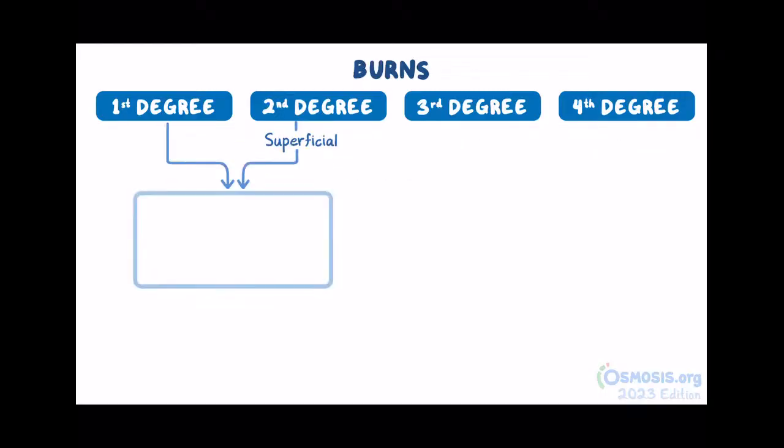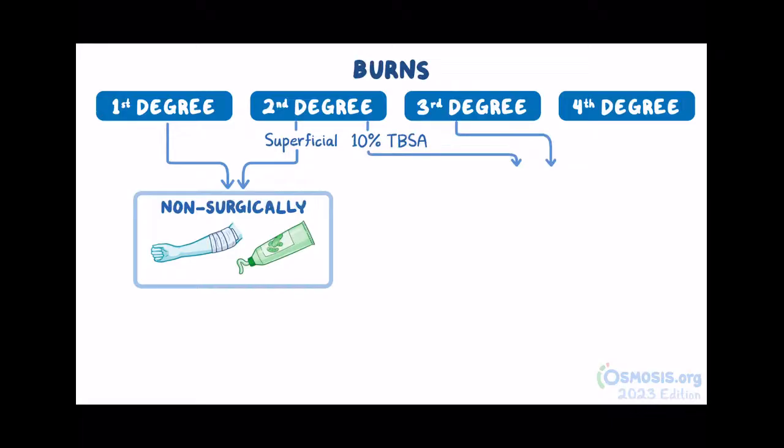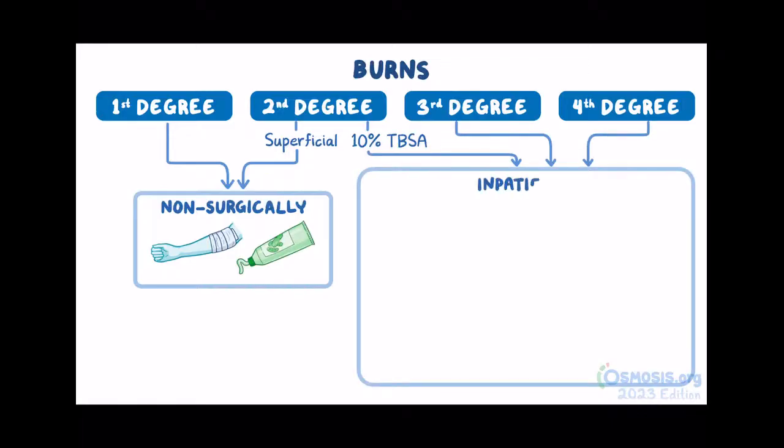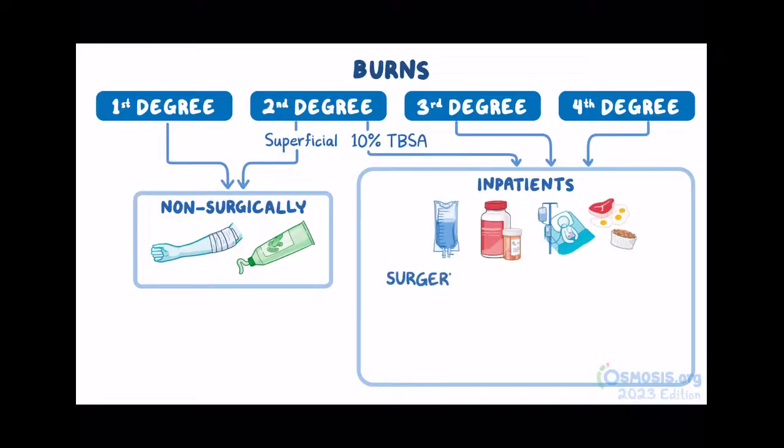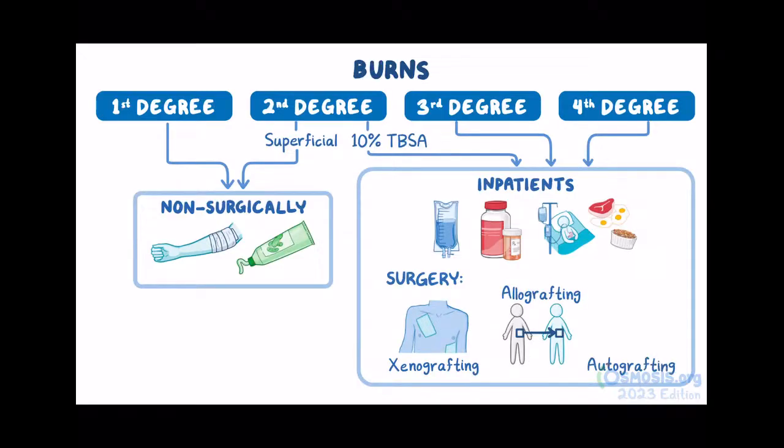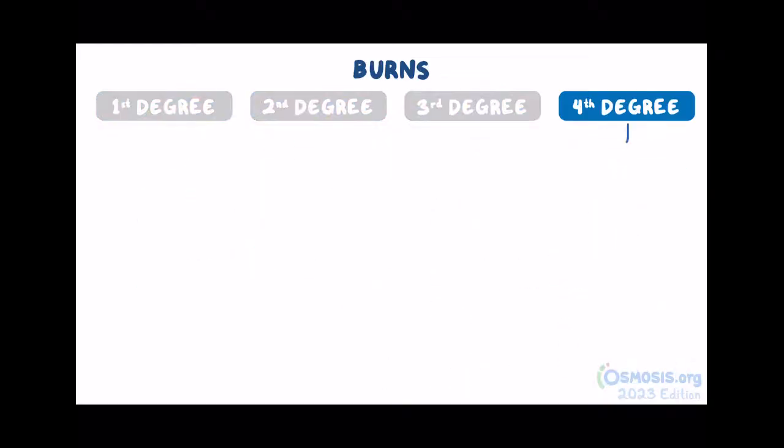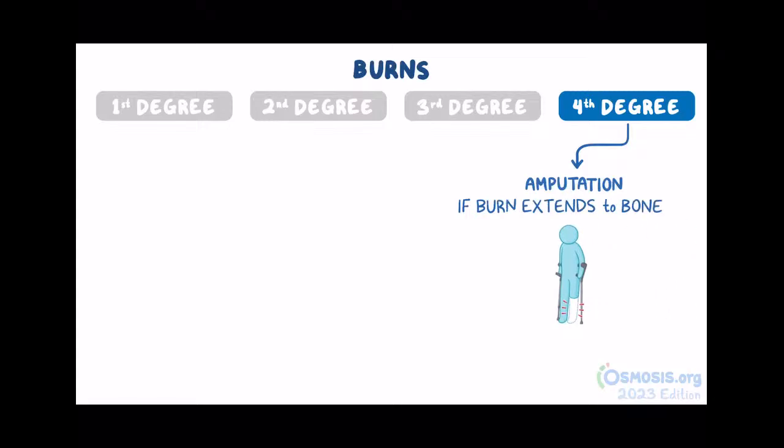First and superficial second-degree burns are treated non-surgically with dressing changes and topical agents. Deep second-degree burns involving over 10% TBSA, third-degree and fourth-degree burns should be managed as inpatients. Administer fluid resuscitation with crystalloid, pain management, and nutritional support. Surgical treatment involves xenografting, allografting, or autografting. In the case of fourth-degree burns, amputation may be necessary if the burn extends to the bone.